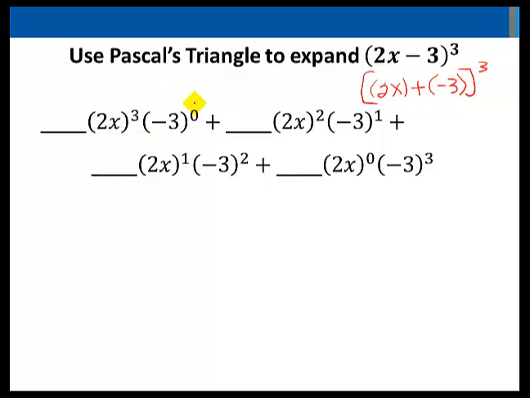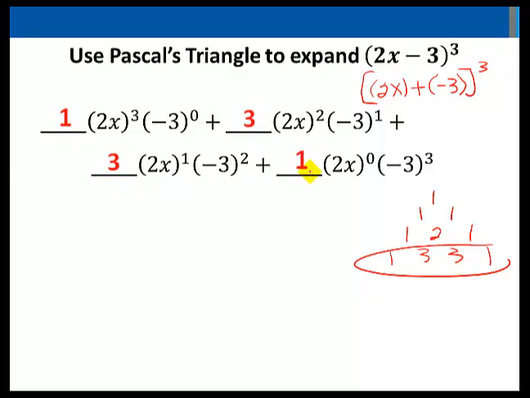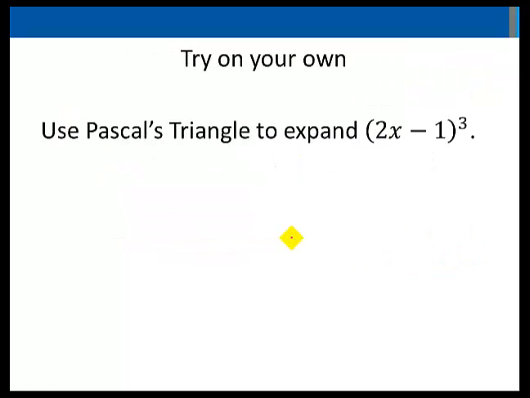To find the binomial coefficients, I'll draw a quick Pascal's triangle. Here I will need the 4th row for the 3rd power, which is 1, 3, 3, 1. I'll just put the numbers in the spaces I've left. And we're finished except for simplifying. After simplified, the expansion will be 8x cubed minus 36x squared plus 54x minus 27. Try on your own. Use Pascal's triangle to expand 2x minus 1 cubed.